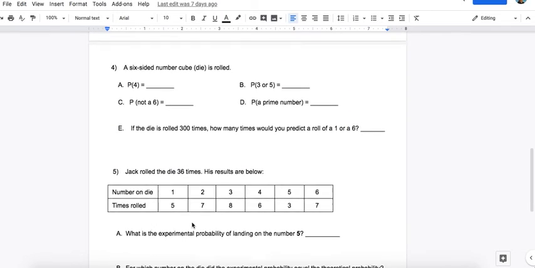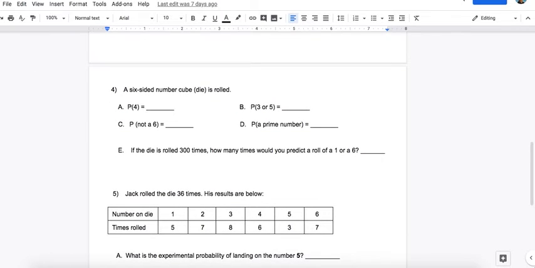Okay, let's turn to the back and I will go through these quickly. The first one is probability of 4. It is not 4 out of 6. There's only one 4 on a die, so that's 1 out of 6. A probability of a 3 or a 5. That's 2 choices out of 6. So if I divide top and bottom by 2, that would give me 1/3. Probability of not 6. Well, there's only one 6 on a die, so that would mean there are 5 that are not 6.